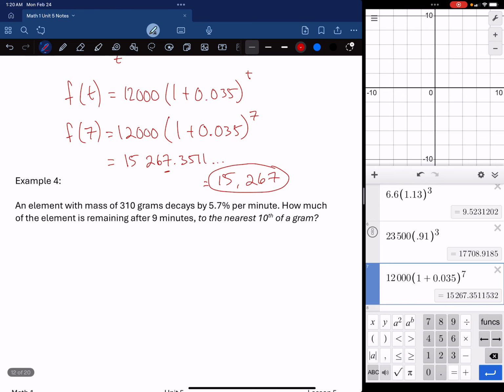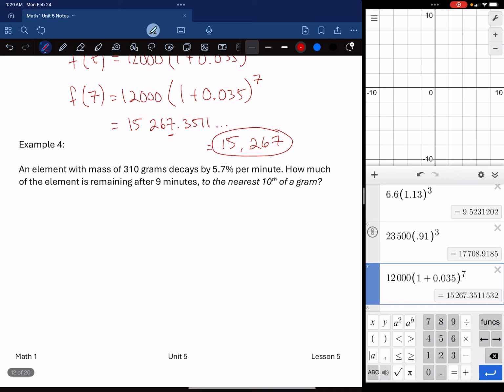Pretty easy, right? Okay, so example 4, an element with a mass of 310 grams decays. Remember, decays just means we're going down at 5.7% per minute. How much of the element is remaining after 9 minutes? So I know I said t is typically used in years. You can also use it for minutes as long as it's the same unit. If it says per minute, but then asks how much of the element you would have after an hour, you'd have to convert it. So we're still going to use t, just for minutes.